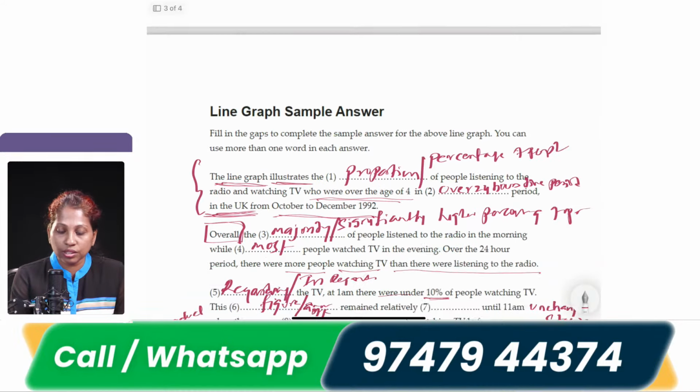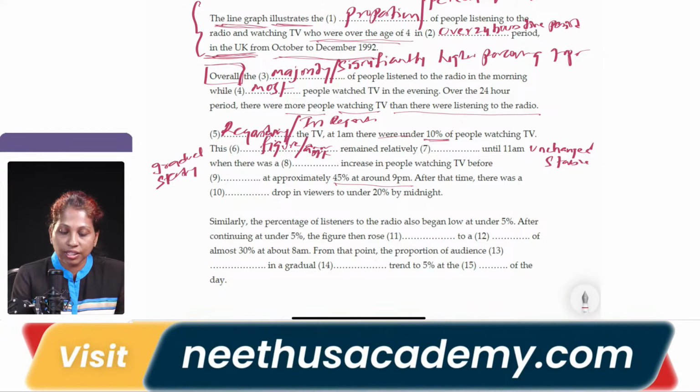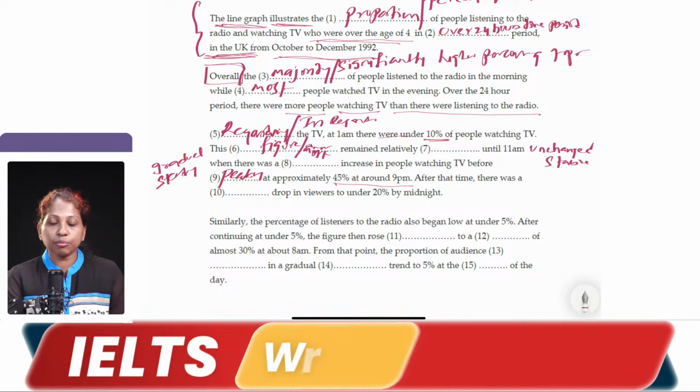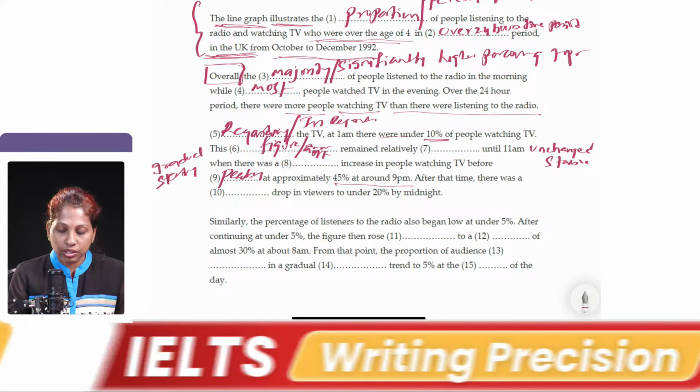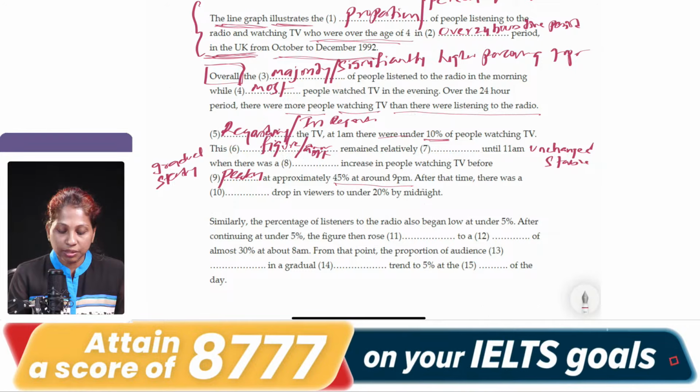Sorry, 8 to 9 p.m. is the highest. So here you can write the word, it's actually there was a rise until 11 a.m. and then approximately it is before peaking, right? At approximately 45% at 9 p.m. After that time there was a drop in the viewers to under 20% by midnight.